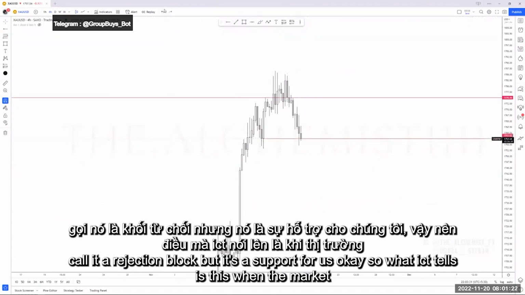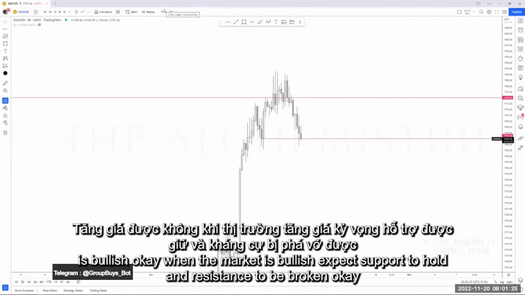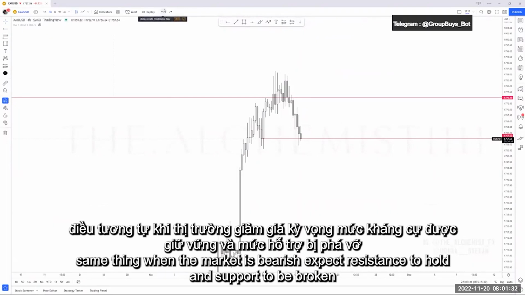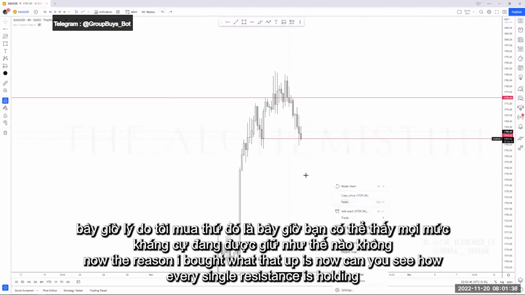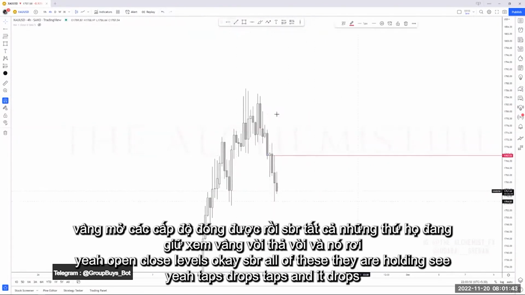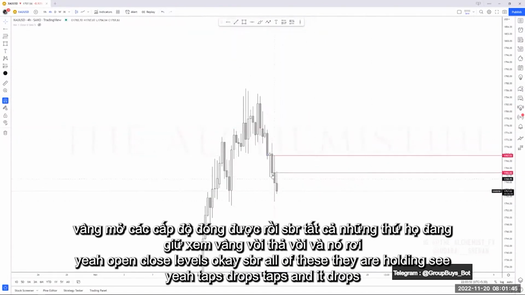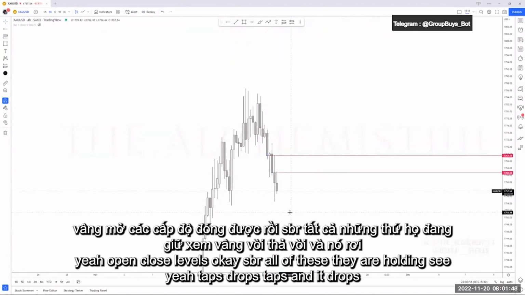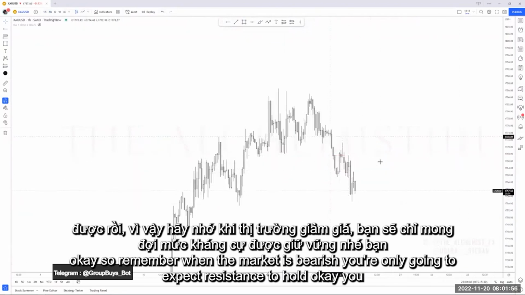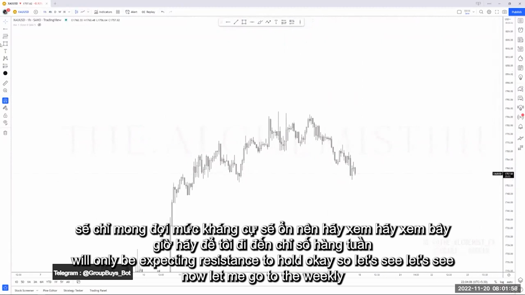Okay, so what ICT tells is this: when the market is bullish, expect support to hold and resistance to be broken. Same thing, when the market is bearish, expect resistance to hold and support to be broken. Now, the reason I brought that up is, can you see how every single resistance is holding? Yeah. Open close levels. Okay, SBR. All of these are holding. See? Taps, drops, taps, and it drops. So remember, when the market is bearish, you will only be expecting resistance to hold.